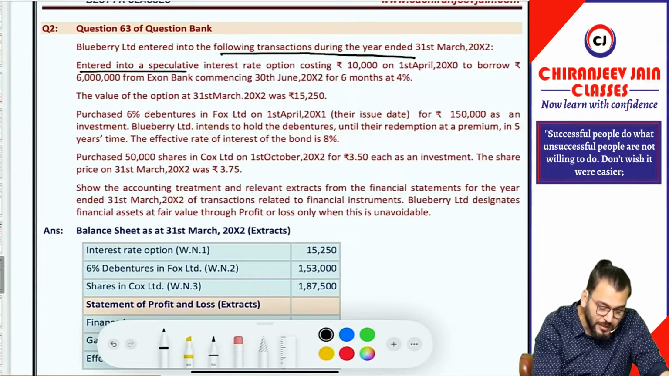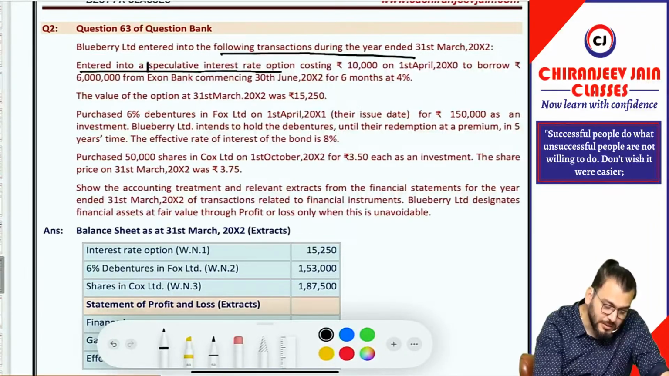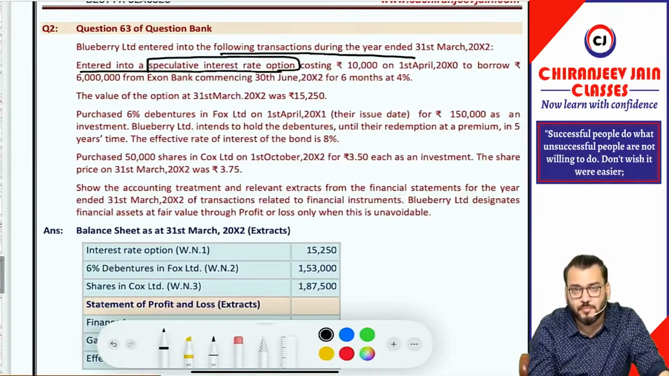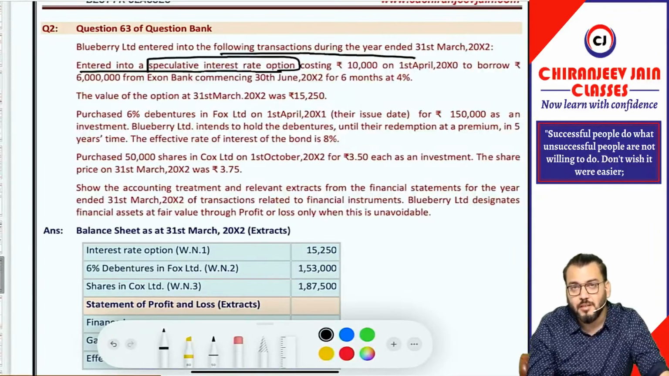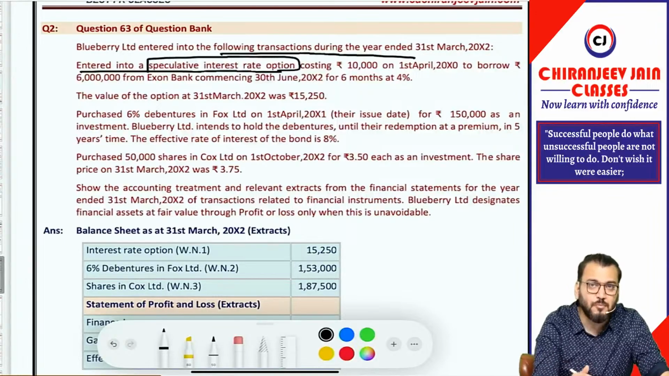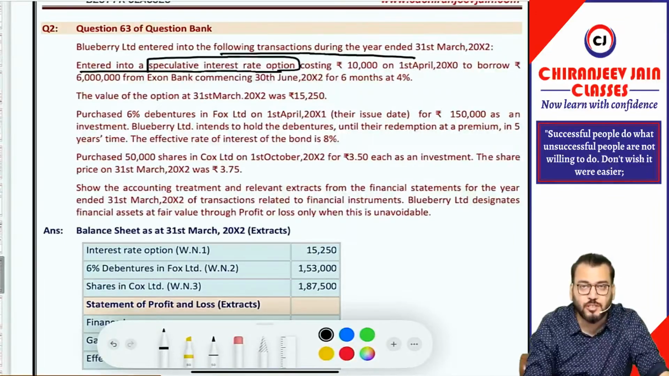Entered into a speculative interest rate option. Speculative interest rate option means it is a derivative instrument. Whenever it is speculative, it means it is held for the purpose of trading. Whenever there is a derivative instrument held for trading, initial recognition will be done at fair value, correct? And subsequent recognition will also be done at fair value, means it will be recognized initially and subsequently measured at FVTPL, correct? Means any fair value gain or loss will be transferred to P&L.